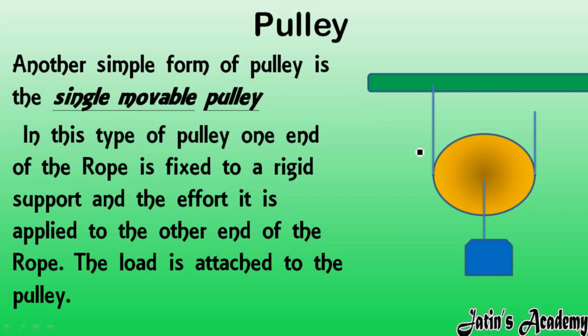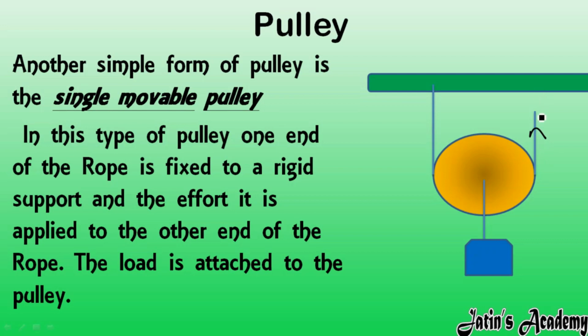Another form of pulley is the single movable pulley. This is the arrangement of a single movable pulley. In this type of pulley, one end of the rope is attached to a fixed rigid support, and the effort is applied on the other end of the rope. Here also two ropes are there, but one rope is attached here to the block, and at one end of the rope we have to apply the effort.